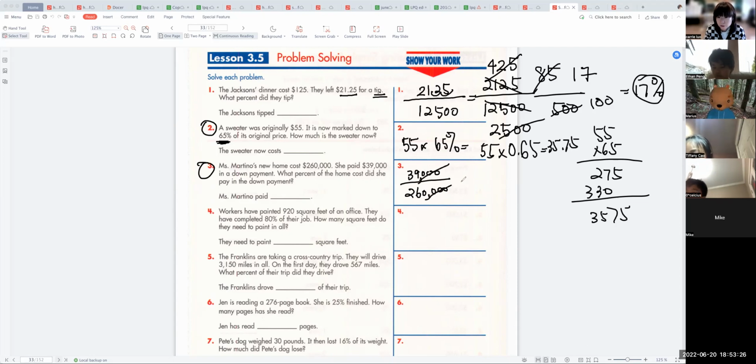So the zeros cancel. So 39 over 260 equals what? It equals 3 over 20, because they're both divided by 13. So that equals 15%.